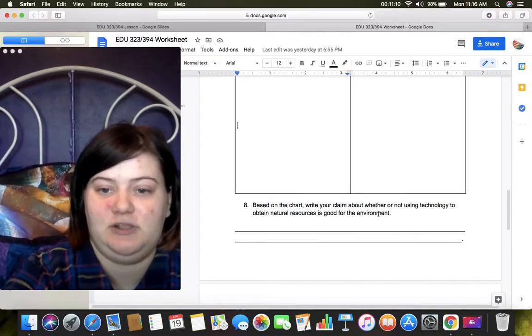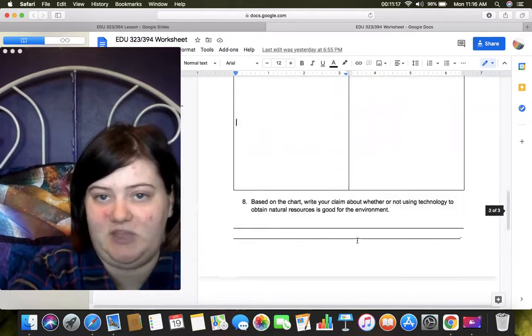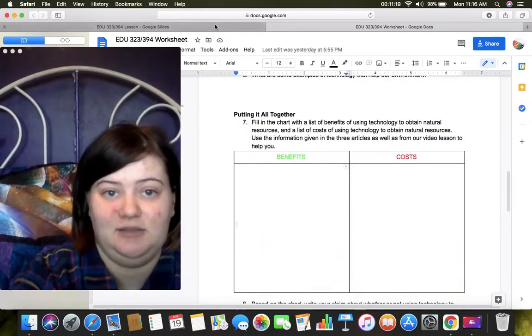So finally, our last question is the claim. So you would just write your claim about whether or not using technology to obtain natural resources is good for the environment. This is just a blank page. I'm not entirely sure why I did that.